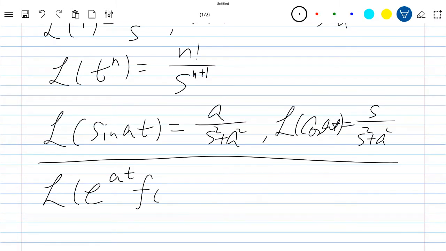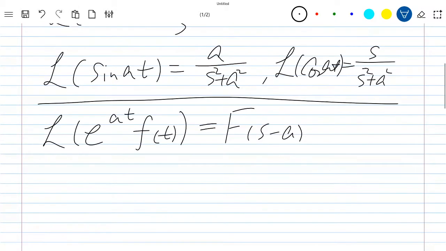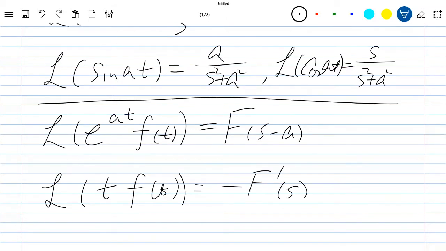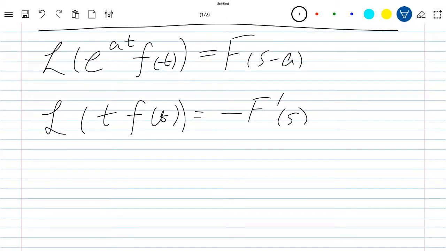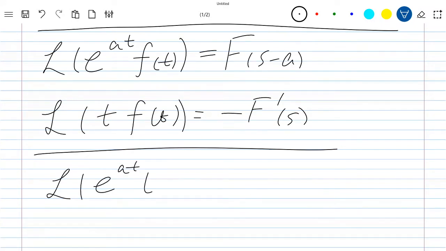If you multiply a function f by e to the at, then the transform would just be the same F with a shifted s. If you have t times f, then it will be the negative derivative of that capital F. With these formulas, we can combine things together. For example, let's see what you get if you have e to the at times t. Well, t would give you 1 over s squared, right? Then s should be replaced by s minus a, right?